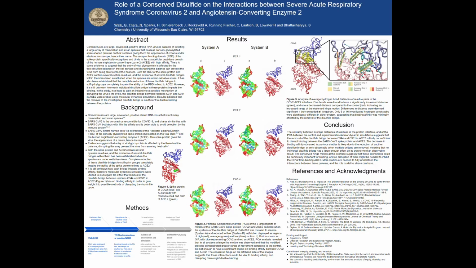The conserved hinge motion may be an indication that disruption of those residues is necessary to inhibit binding, but further study is needed to determine if reduction of a specific bridge would be able to inhibit binding between CoV2 and ACE2, as well as further illuminate why oxidative stress is so crucial for the interactions between these proteins.